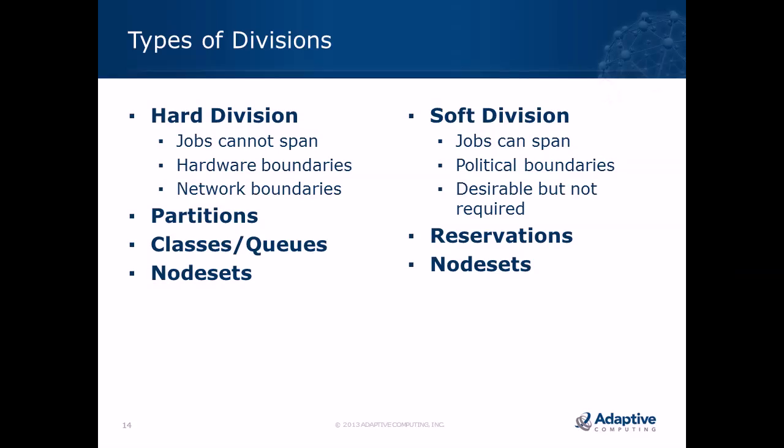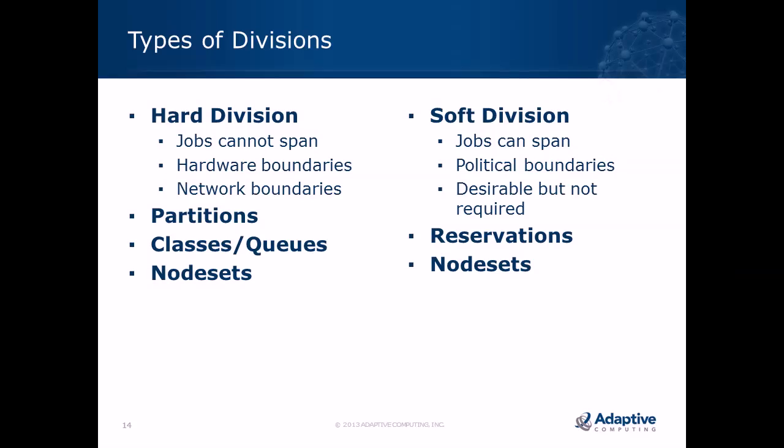There's just no way that a job can span that. It can be hardware boundaries, network boundaries. You can have memory boundaries, things like that. So the three things that I categorize as hard division type ways to divide a cluster would be partitions, classes and queues, and node sets. And you'll notice that node sets is on both sides. That's because you can configure node sets to be hard or soft. It's up to the site if you want to configure node sets to be hard or soft. So that's why it's on both sides.